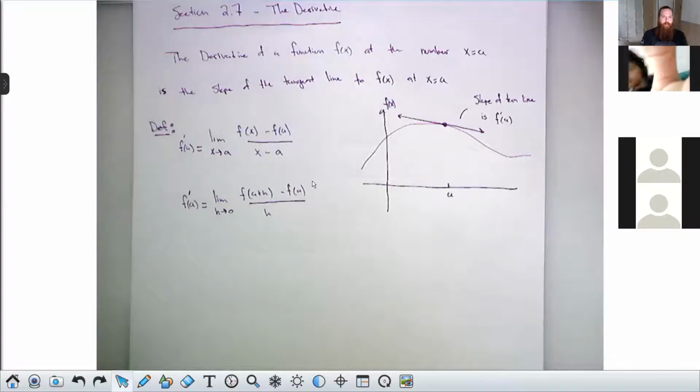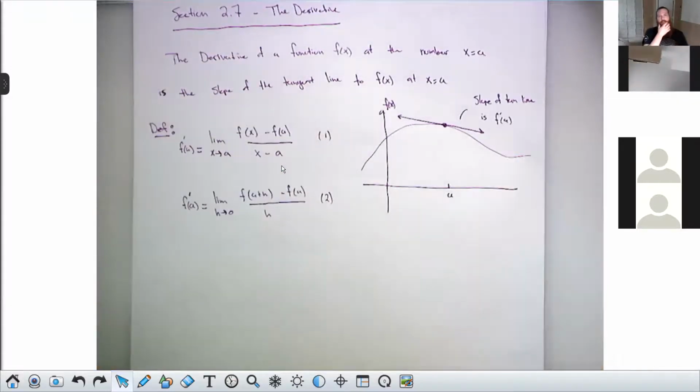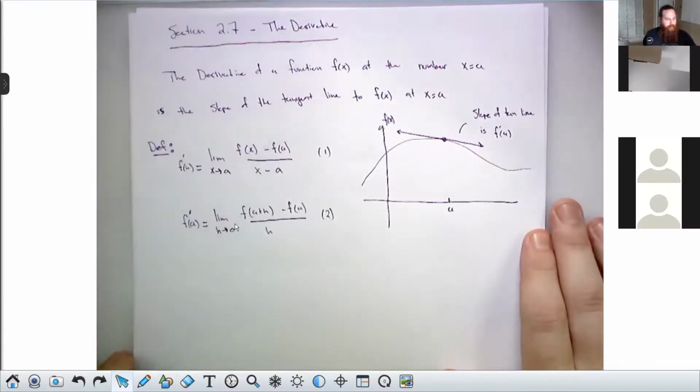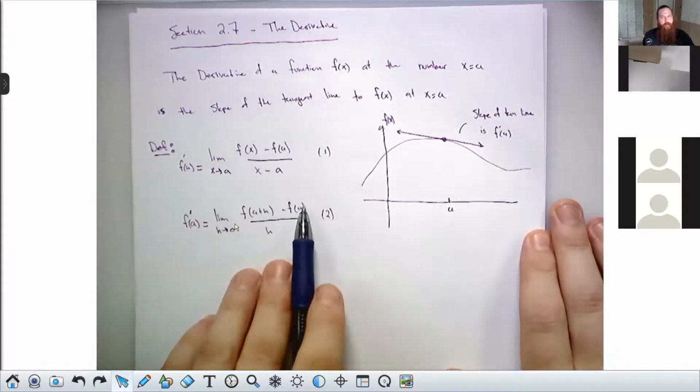And each of these limits can be thought of as a limit of slopes of secant lines. I'm going to call this guy 1, and I'm going to call this guy 2. And I'm going to draw a separate picture for 1 and 2 that help you see where these limits are coming from. In either case, the result is this thing. The result is the slope of the tangent line. But there's kind of two different ways of thinking about it. When you hear people refer to these, this is the definition of the derivative at a point, and this is usually the definition of the derivative as a function.